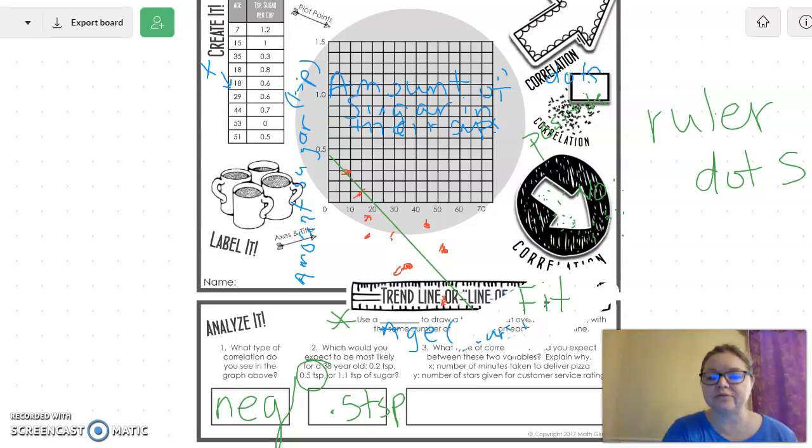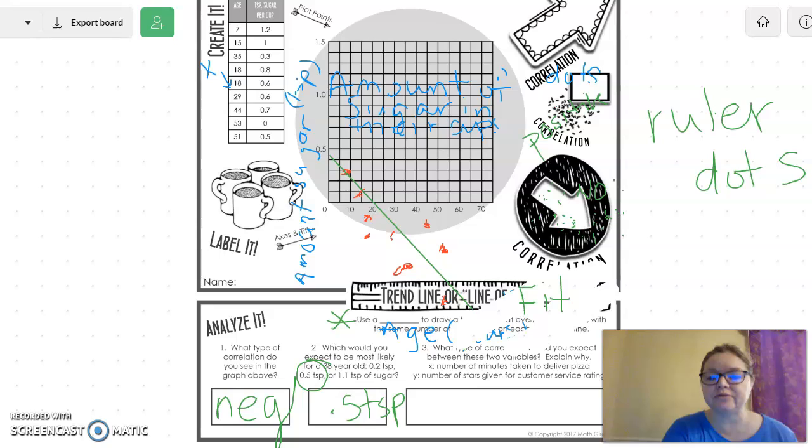All right, and then what type of correlation would you expect between two variables? Explain why. So let's say this is number 3 now on your page, the number of minutes taken to deliver a pizza and the number of stars given for a customer service rating. So the longer it takes to deliver a pizza, are people going to be more or less satisfied? What correlation might you expect there? I want you to write in your answer onto your note sheet as your guess, and we'll talk about this at our next Zoom, what we might expect the answer to be.